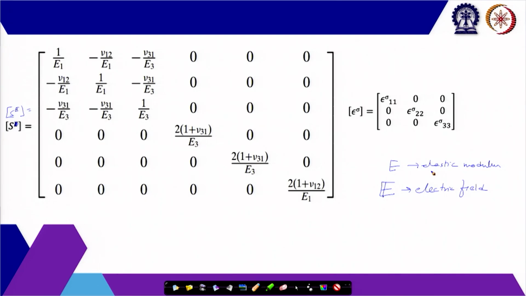Now, in terms of this elastic modulus in different directions, the entire S matrix is written in this way, and this is our epsilon sigma matrix. So, this is what we can use for these thin piezoelectric sheet materials.